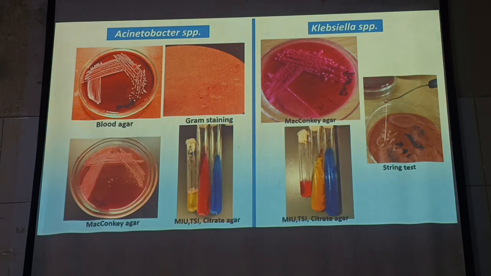Acinetobacter species on blood agar shows medium-sized grayish white colony. There is no hemolysis. On MacConkey agar there is light pink colony. On gram staining it is coccobacilli. On biochemical test it is non-motile, lactose non-fermenter and citrate positive. Klebsiella shows on MacConkey agar pink colony, large mucoid colony. On biochemical test it is urease positive, lactose fermenter and citrate positive, string test positive.